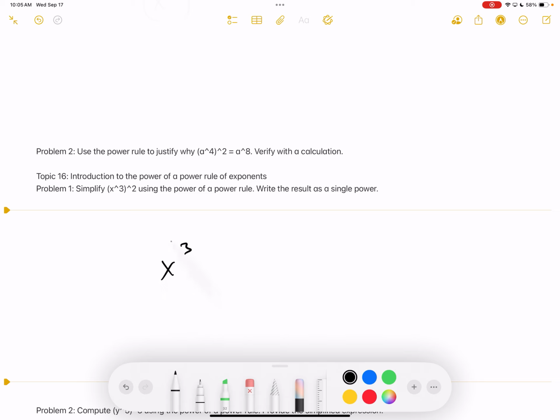So on this one, x cubed squared. This is like x cubed times x cubed, but you can just multiply those and get x to the 6th.